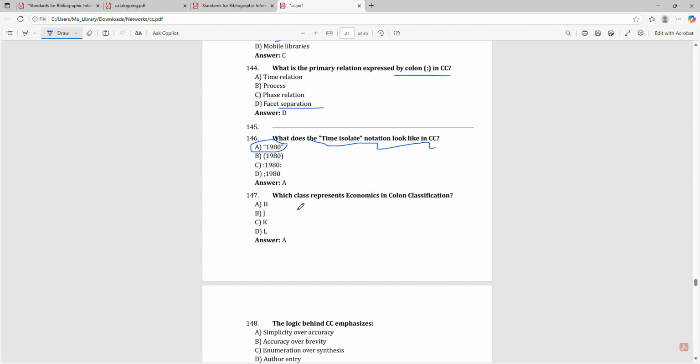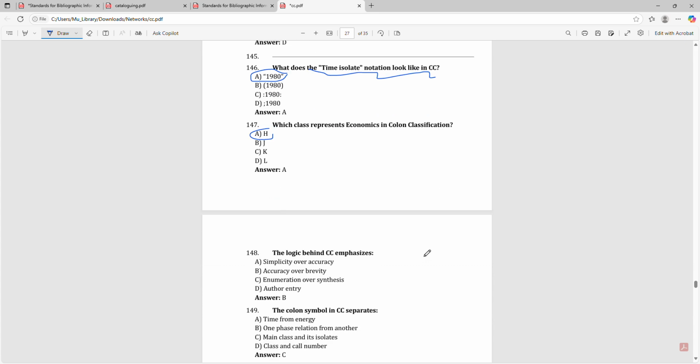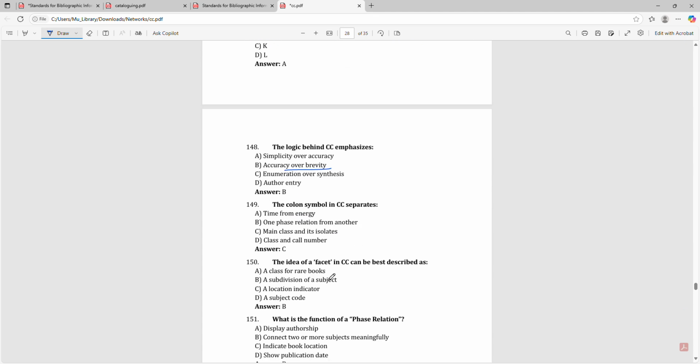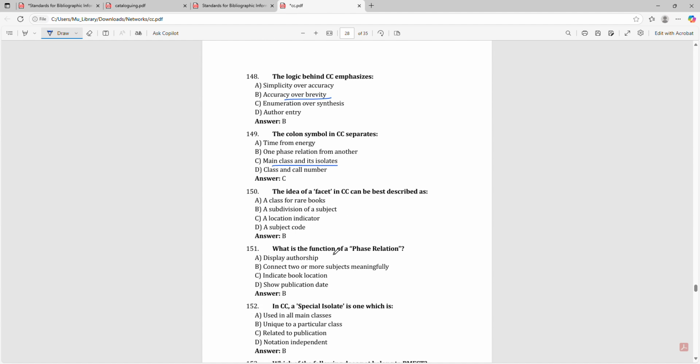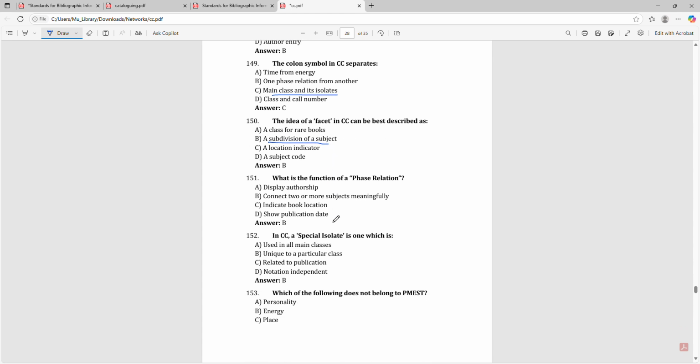Which class represents economics in column classification? That is H. The logic behind CC emphasizes accuracy over brevity. The colon symbol in CC represents main class and its isolate. The idea of a facet in CC can be best described as a subdivision of a subject. What is the function of a phase relation? Connect two or more subjects meaningfully.